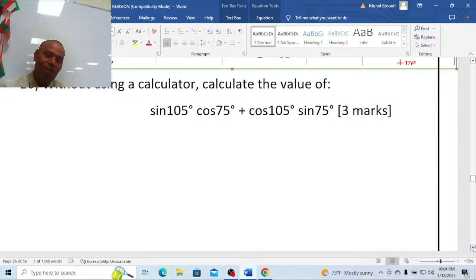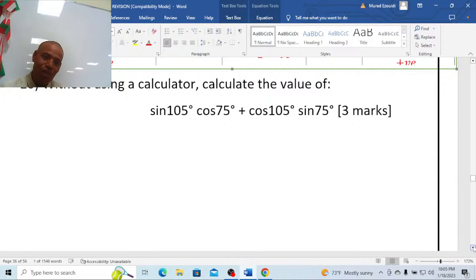You already know how you can write 105 degree in terms of 60 degree plus 45 degree, or you can also make 120 minus 15 degree, and 15 degree is what? Is 45 minus 30 degree. Cosine 75, you can write it as what? As 90 minus 15, or as 45 plus 30, or as 60 plus 15. So all these numbers you can work with. You will never make mistakes.